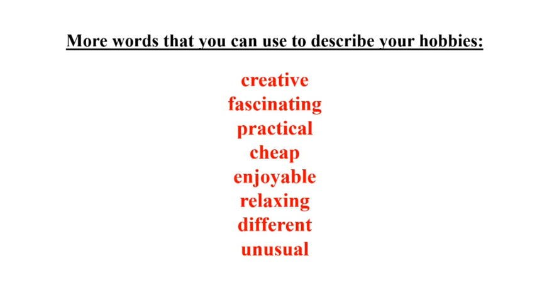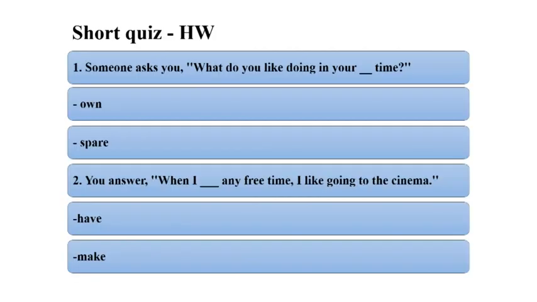For you, these are more words you can use to describe your hobbies. So, words to describe your hobbies. Why do you like your hobbies? Because it's creative, because it's fascinating to you, it's practical, cheap, enjoyable, relaxing, different, unusual. Whatever basically comes to your mind, just describe your hobbies.